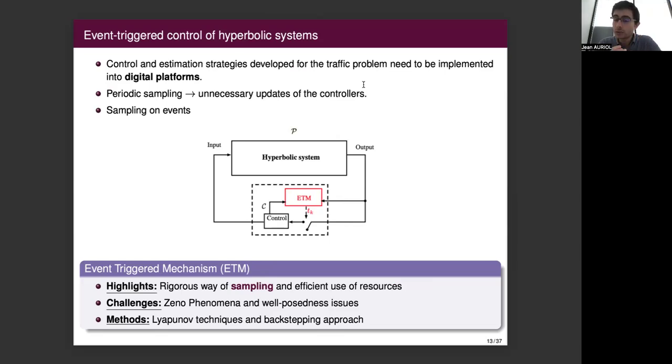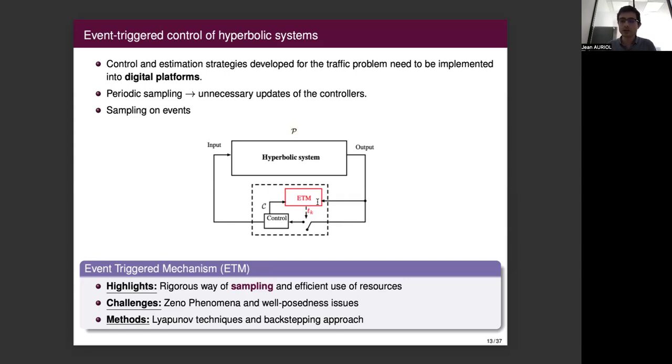To avoid unnecessary updates of the controller, you can use periodic sampling or sampling on events. Basically, you have your control law, which is a continuous controller, but you will keep it constant, except when it's necessary to update it to stabilize the system. And so this is the event-triggered mechanism. It gives you the time sequence when you are going to update your control input. It is a rigorous way of sampling and efficiently using your control action. You avoid unnecessary updates of your controller.